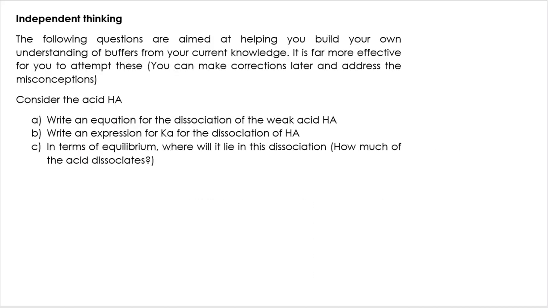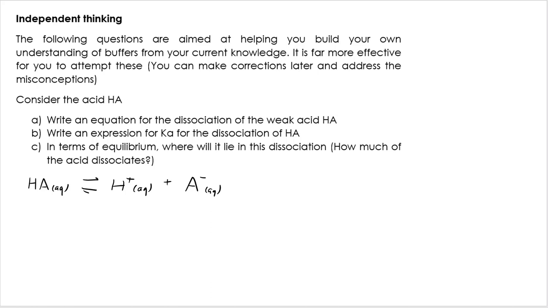Now, we're going to work through how we can use buffers and how we can do calculations. So start off by thinking about the questions that are on here. So we're working with the acid HA. We want to write an equation for the dissociation of it. Well, that means that we're breaking down the HA into its H+ and A-, and it is a reversible reaction, as all of these always are.